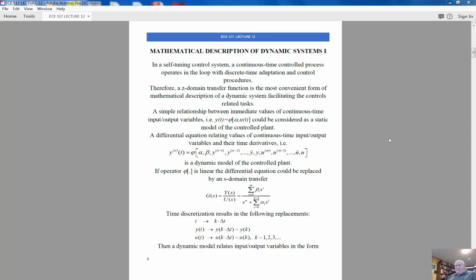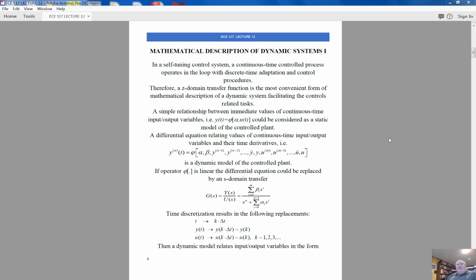First of all, you have to keep in mind that when it comes to discrete time mathematical modeling, the best what we can do is to use z-domain transfer functions. And let's see how the z-domain transfer functions could be obtained.